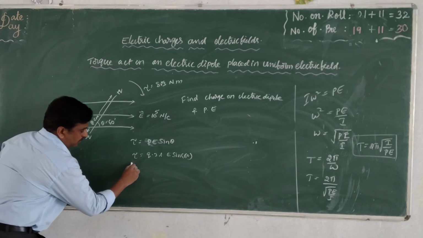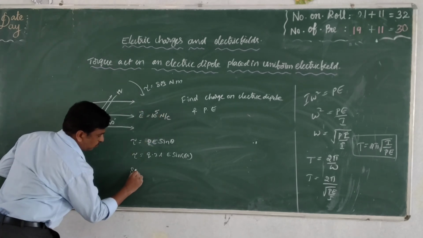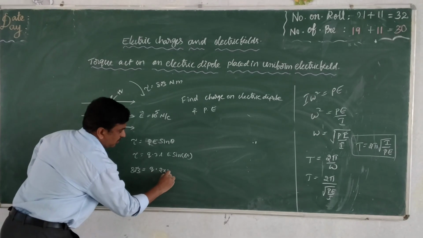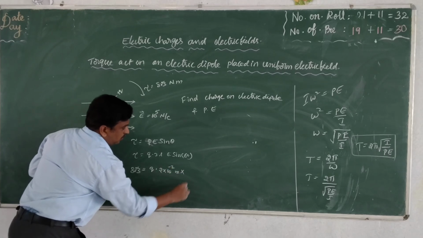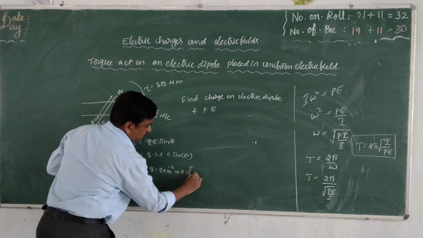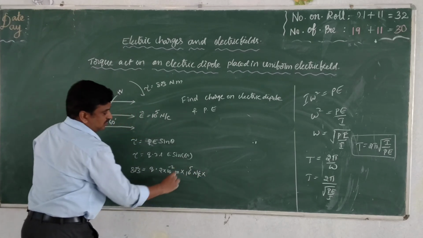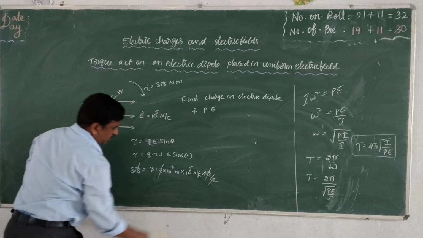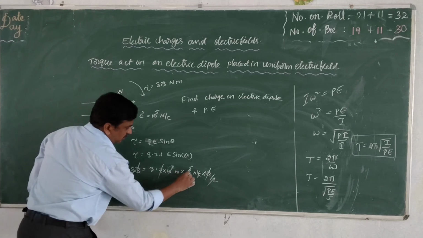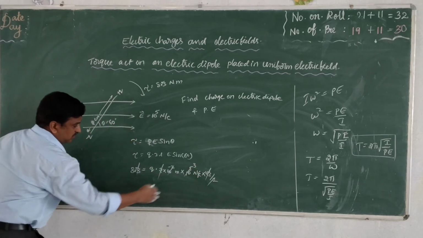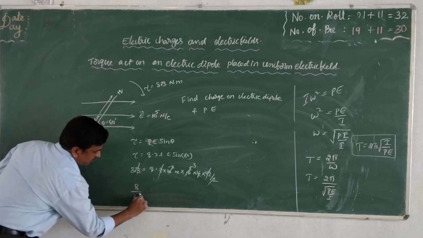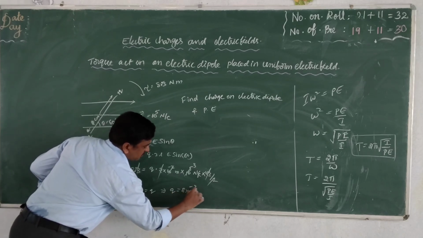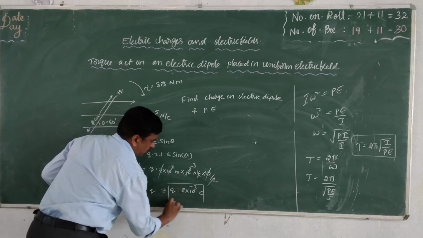Tau is given as 8 root 3. That equals Q, which we don't know, 2L, which we know is 2 centimeters, written in meters as 10 power minus 2 meters, into electric field 10 power 5 Newton per coulomb, into sin 60, which is root 3 by 2. This root 3 cancels, this 2 cancels. See here Q, 10 power minus 2 and 10 power 5, so plus 3 we get. Changing sides, 8 by 10 power 3 equals Q. So Q equal to 8 into 10 power minus 3 coulombs. This is the charge on the electric dipole.